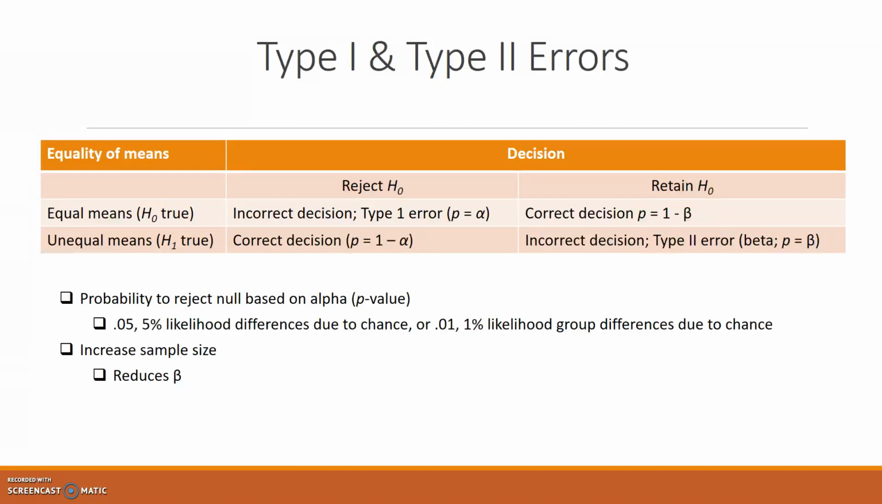Another one is increasing sample size. Increasing sample size reduces the error associated with committing a type 2 error. And by increasing sample size, we have more of what we'd call power to detect group mean differences, but we're also increasing the likelihood that our sample is going to be more representative of the larger population. And so these are two approaches that can be used within the design of a study, and then also within the statistical analysis: our p-values and our sample size.